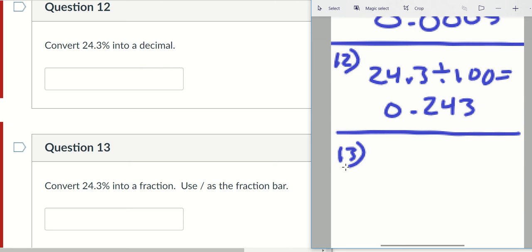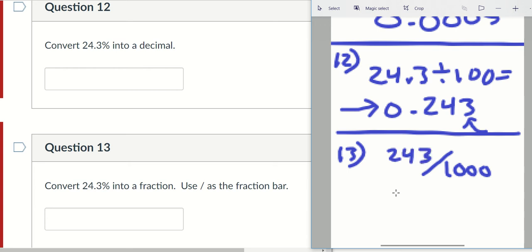Number 13. Now we're going to a fraction. Well, we already found the decimal, right? So here's the decimal in number 12. So let's use that to make a fraction. And the easiest way to make a fraction is to identify the last decimal place. So here the last digit is a 3. The last decimal place it's occupying is the thousands, right? Tens, hundreds, thousands. So we know that that's going to be our denominator, 1,000. So the numerator is just all these digits, 243.